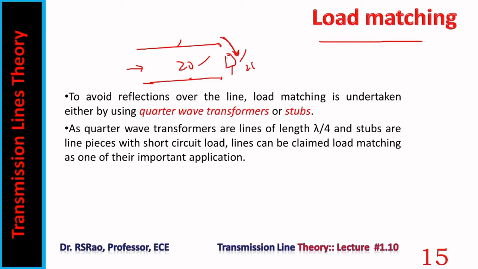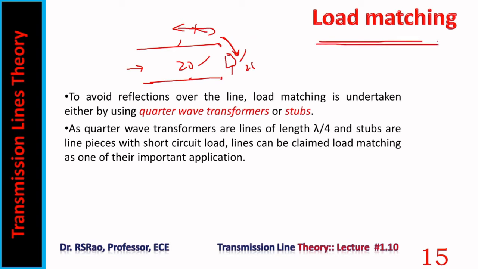Otherwise, the delivery is partial, and the remaining signal returns back, travels towards the source. This is called the reflected wave. The reflected wave is harmful to the functioning of the line. It increases losses, reducing the efficiency, and it reduces the capacity. So many other serious problems exist. So certain techniques got developed by which the reflected wave is eliminated from the line. Those techniques are called load matching techniques.